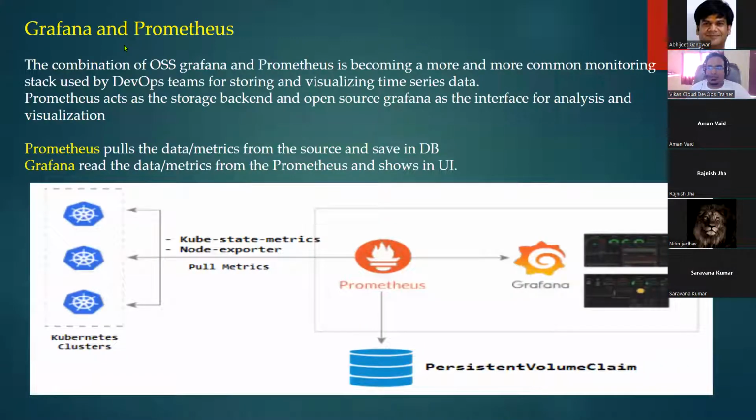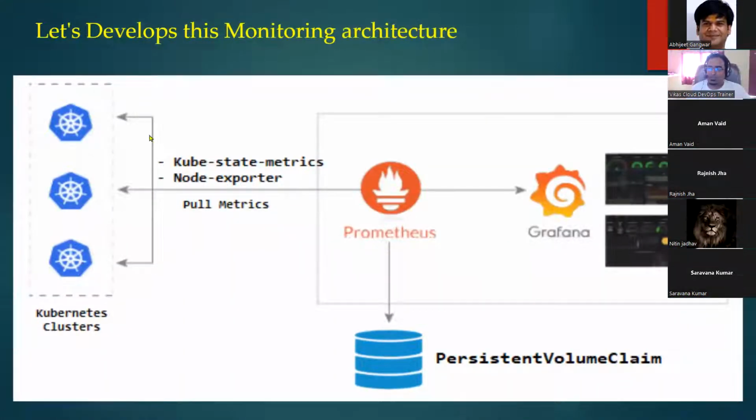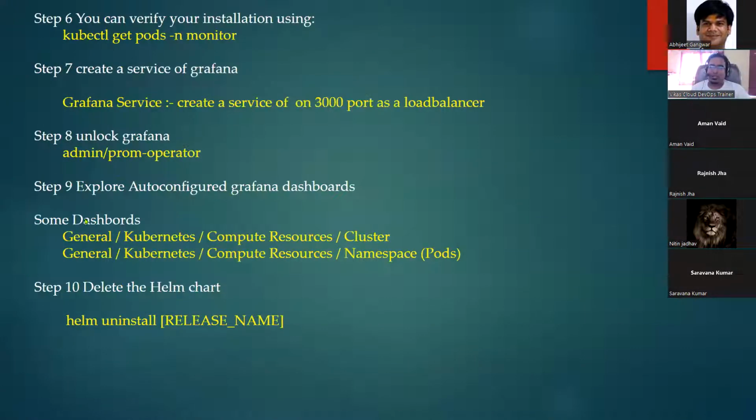All right. And then Grafana, Prometheus. What will be the architecture? What are Prometheus and Grafana? How does the architecture have to be designed, okay? Then step 1, step 2, step 3, step 4, step 5, all the installation will be there. 6, 7, 8, 9, and 10. After that, creation, and then at the end, deletion is also a step. How to delete it. And we will perform everything in our classroom.